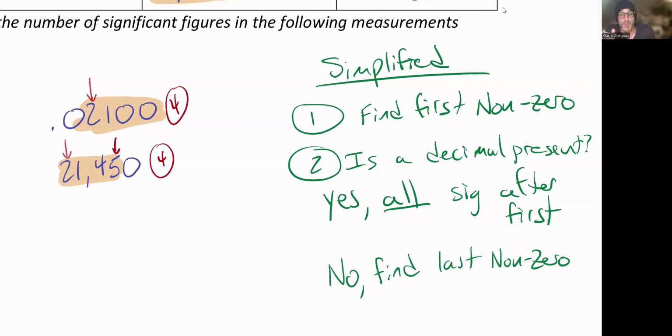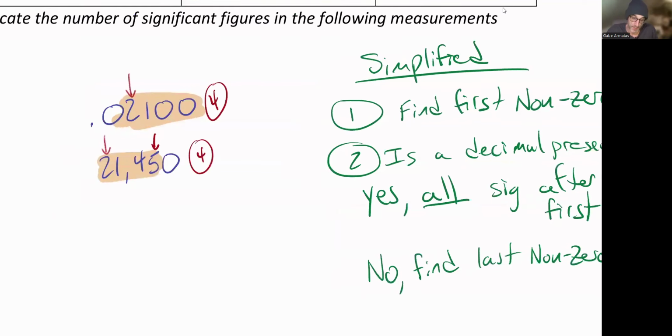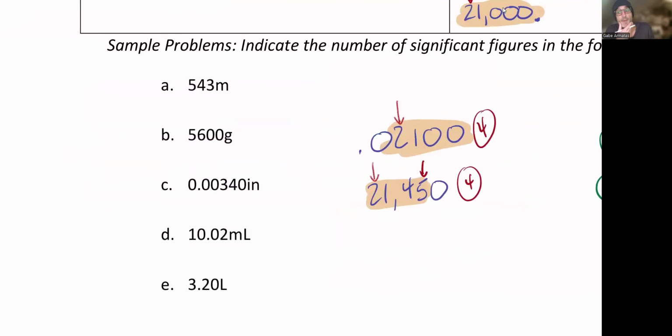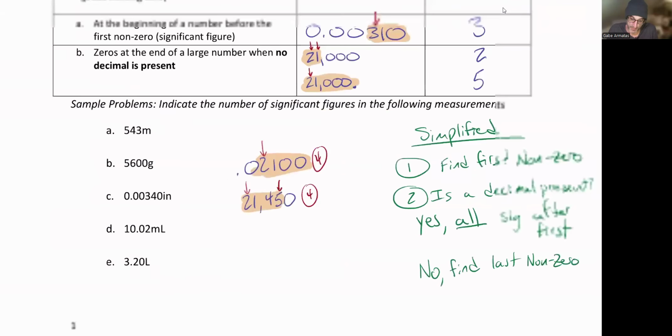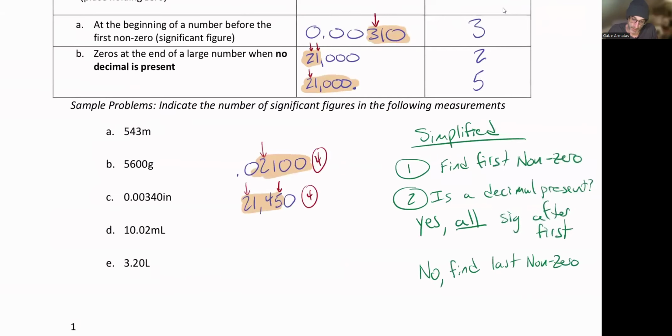So basically, if a decimal is present, find the first one, that, and everything after it. That's the rule. Most things are going to have a decimal. If there is no decimal, find the first and find the last non-zero, them, and everything in between. Okay. So with that said, how many significant figures do we have in these numbers here? We're going to do this in class. So give this a go.